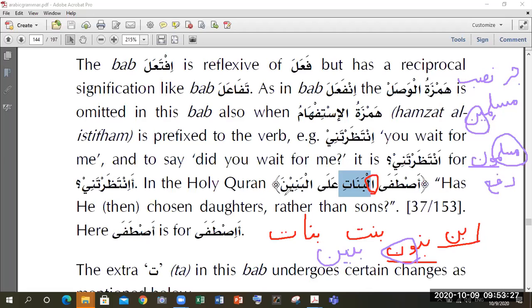Now here it is coming in halate nasab. Why? Because this is a verb, istafa. So after the verb, these both are objects. There is no halate rafa, banatu or banuna. There is no halate rafa. The subject comes in halate rafa. So there is no subject. Do you understand?